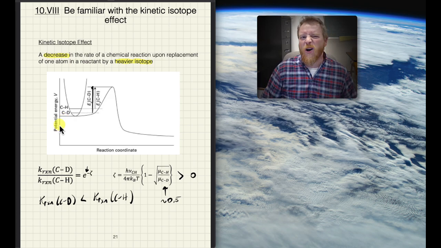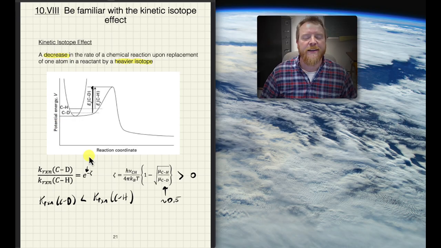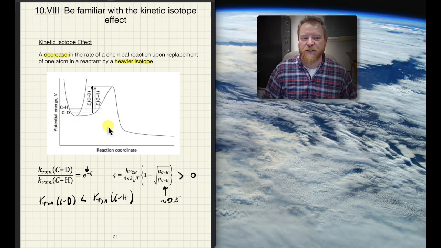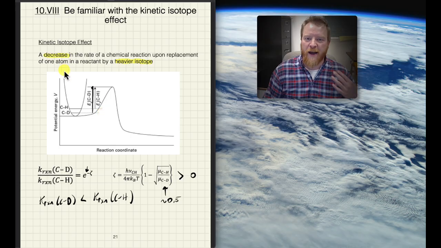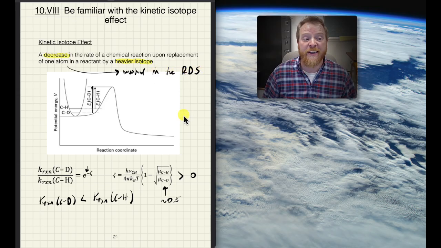Okay? So that's all that I really want to say about that. It's a pretty straightforward thing. The math is complicated, but it's got a straightforward result. The rate of an elementary reaction will decrease if we replace one of the atoms by a heavier isotope, and if that atom is involved in the RDS, the rate determining step.